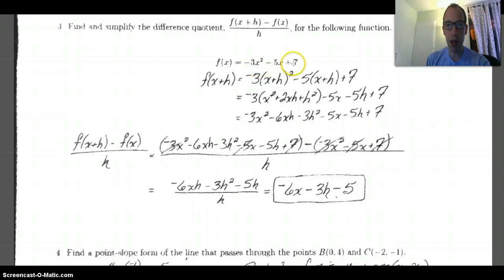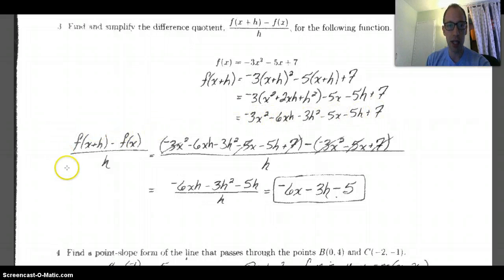So f of x we already have. f of x plus h, we just plug in x plus h anywhere that there's an x. Look carefully how I handle that where there's the squared term. So I plug the x plus h in directly for the x. We multiply that out, expand it, so this is f of x plus h.